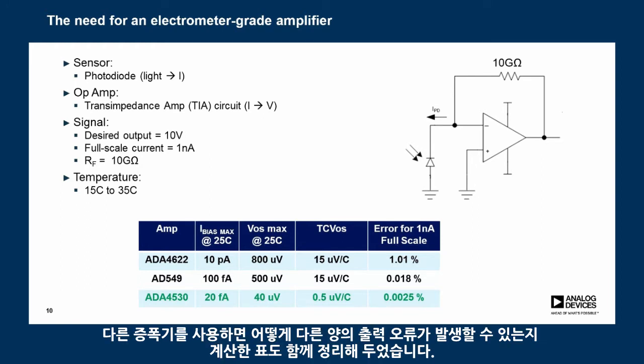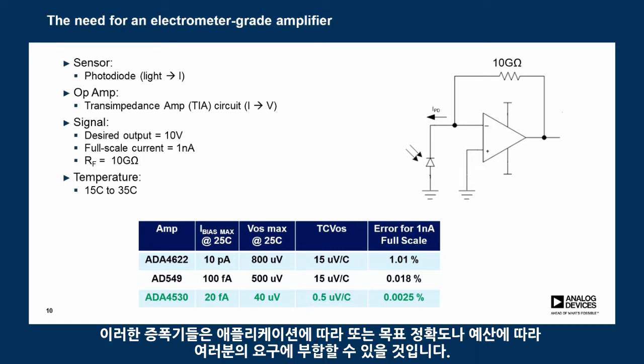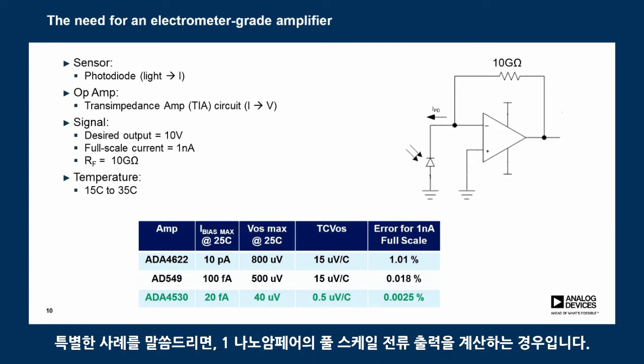Well, I've put together this table, made some calculations on how using different amplifiers could introduce different amounts of output error. And if you're wondering how I came up with these numbers, well, stay tuned because I'll be going through a design example later on that explains how we come up with these numbers. So depending on the application, or let's say your targeted accuracy, or even your budget, any of these amplifiers might fit your need. But remember in this particular example, I'm doing calculation for a full-scale current output of 1 nanoamp.